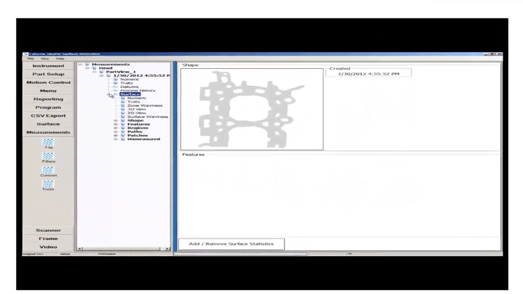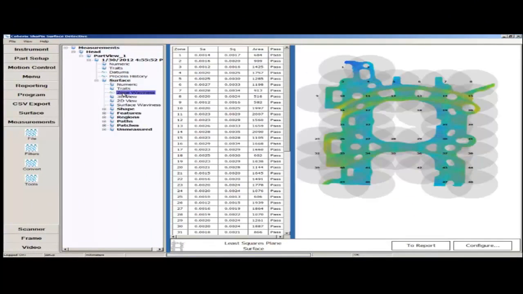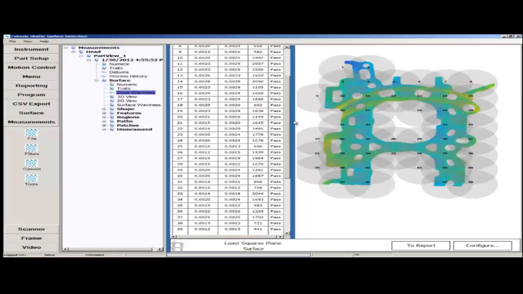Zone waviness generates waviness values for regularly spaced zones on the surface. The zone shapes can either be circles or squares, and the zones may overlap each other. The waviness value for each of the zones is computed independently, and the list is located on the left side of the page.